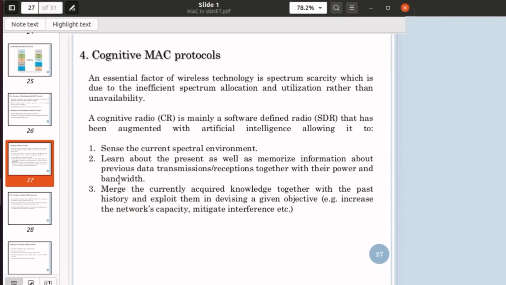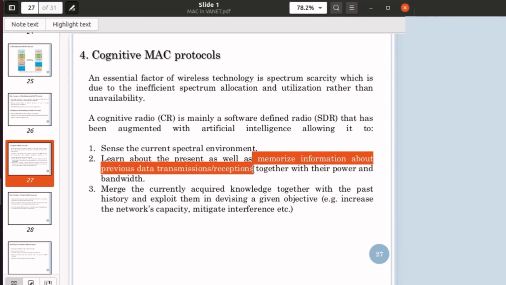These two lines mean a lot. Wherever these two lines appear in any area of research, whenever you have some historical data, like the knowledge of past history and memorized information about previous data transmissions and receptions, you should be extremely happy. Why? Because in that case a vast area opens for your research, and that area is machine learning.